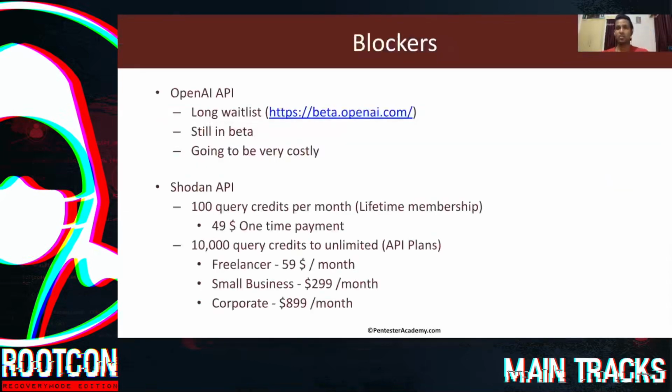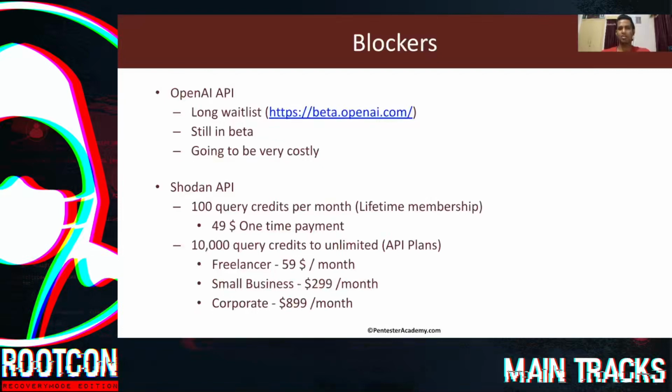Now we have seen how you can use ReconPal to find, scan, and attack various machines. Now there are a couple of blockers which might create an issue for you. The first one is that OpenAI API is still in beta, and in order to get the API key, you'll have to send a request to them, and there's a really long wait list. So it might take a couple of months before you can get it. And it is expected that when it is released and gets out of beta, it's going to be very costly. Initially you might have a 3-month free trial, but then you'll have to pay a huge price for accessing the API.